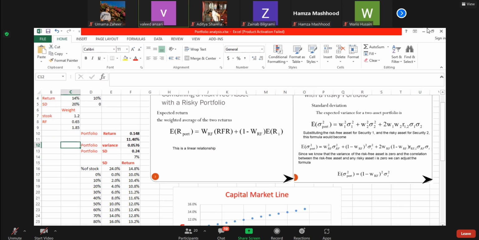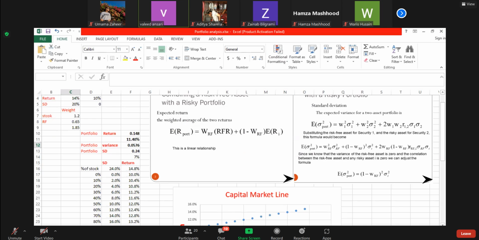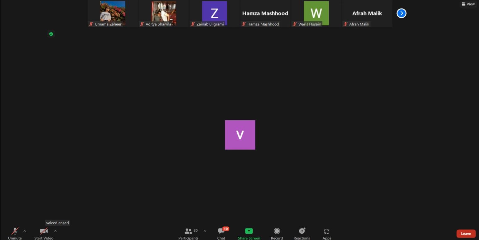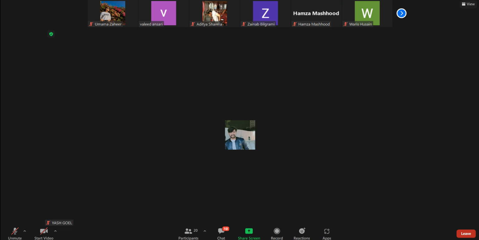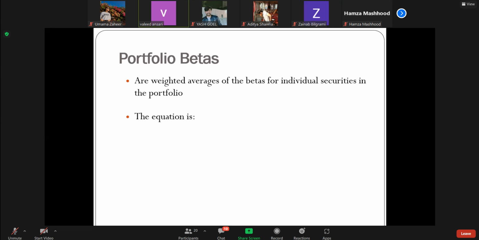So I'll provide this to you, and you can go through these things. I'm closing this, and I'm coming back to my discussion. Okay. Let me once again go back. This is how we calculate the beta. Now the next thing which I would like to discuss with you is how we calculate portfolio betas.